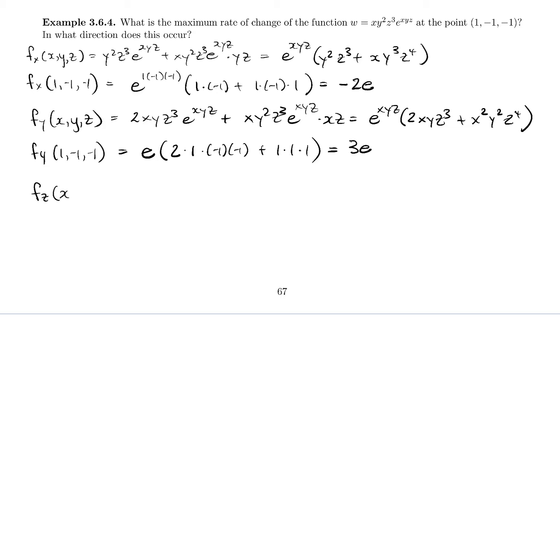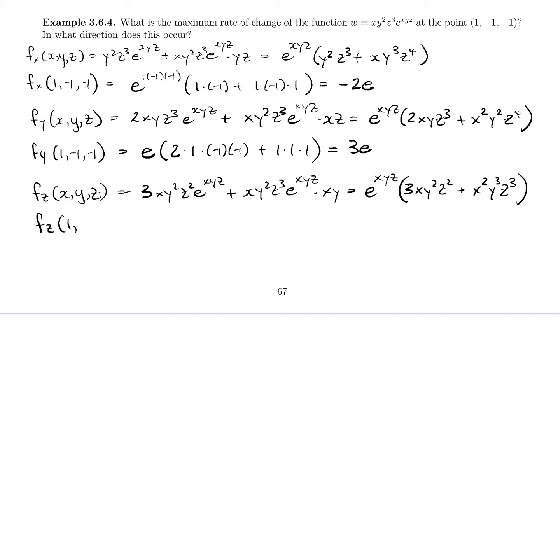Finally, f sub z. Differentiating now with respect to z gives us 3 x y squared z squared e to the x y z plus x y squared z cubed e to the x y z times x y. Factor out e to the x y z, and we are left with 3 x y squared z squared plus x squared y cubed z cubed.